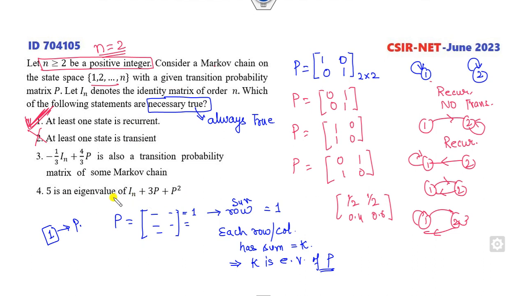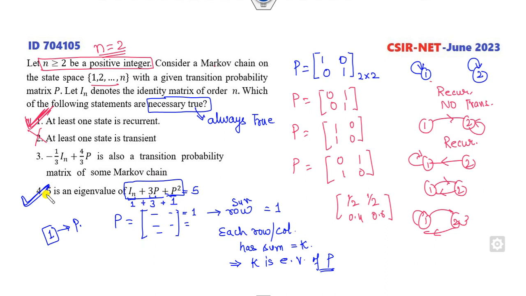So once 1 is an eigenvalue of P, P square also has the eigenvalue 1, 3P has the eigenvalue 3, and I, the identity matrix, has the eigenvalue 1. So what is the eigenvalue of this? 5 is the eigenvalue of this matrix. So that's the correct option.